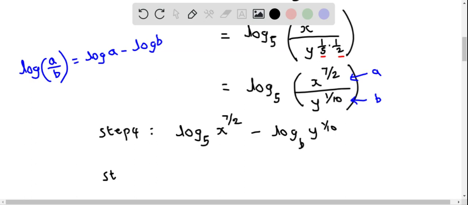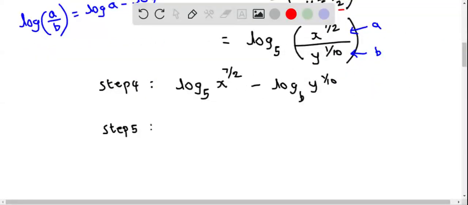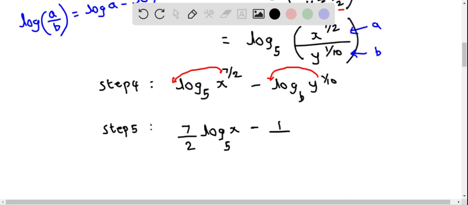Now let's do step 5. This is the step before the final step. In step 5, we will use the power rule of logarithm. That is, if we have log of m raised to the power of n, this is equivalent to n times log m. That is, this n comes to the front of the logarithm. So let's use this rule for both the logarithms. We can see that this power will come in front in the first logarithm, as well as this power will also come in front in the second logarithm. So this could be rewritten as 7 by 2 log x base 5 minus 1 by 10 log y to the base 5. I'm sorry, it should be base 5 here.